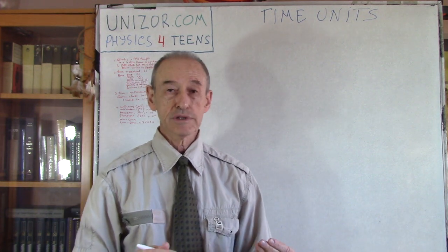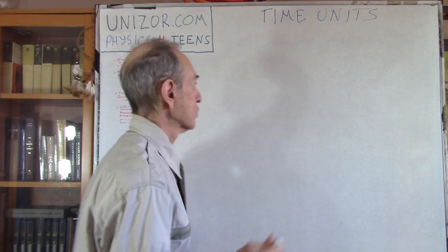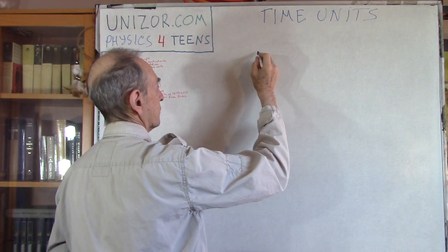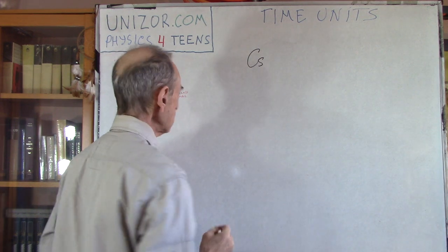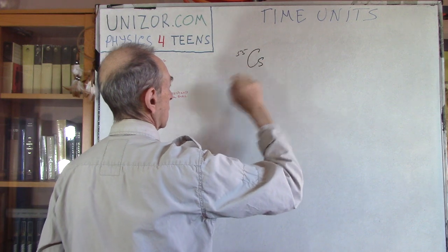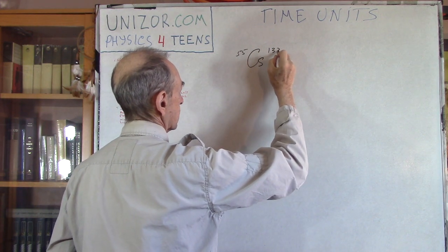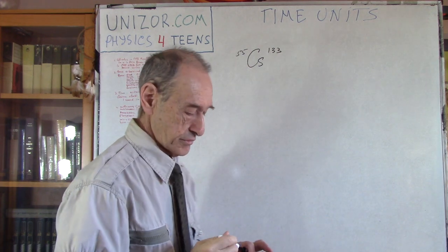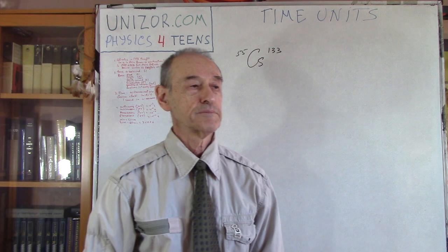As I was saying, for historical and other reasons, what they have chosen is the metal called cesium. I think it has 55 protons and 133 total number of particles in the nucleus, protons and neutrons.